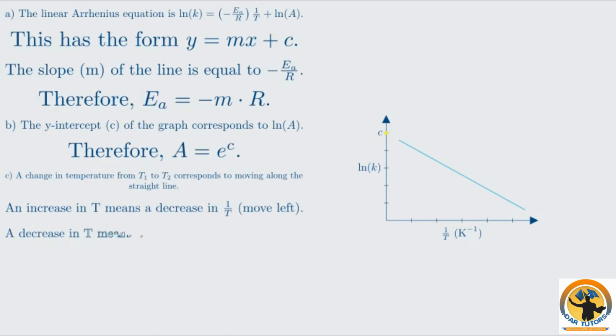C. Temperature is inversely proportional to the x-axis, 1 over T. An increase in temperature means 1 over T decreases, which corresponds to moving left along the x-axis. A decrease in temperature means 1 over T increases, which corresponds to moving right along the x-axis. So, a change in temperature is represented by moving along the straight line.